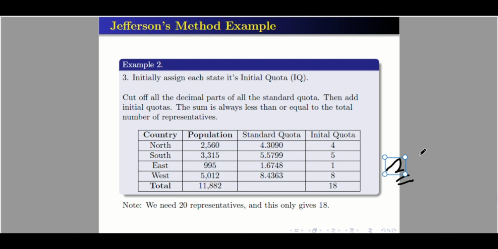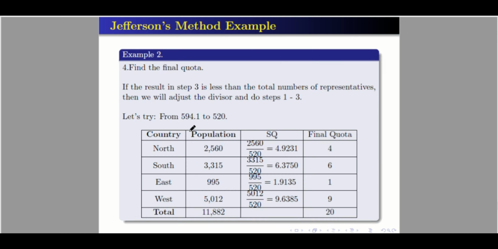Now, if we use Hamilton's method, again, we will compare the decimals. First we have 6. 6 is the largest, so the first seat should be placed here, and then the next one is 5, so the next seat should be placed here. That is if it's Hamilton's method. Now, since this is Jefferson's method, our step 4 is to adjust our SD. Take note, this is our SD, so we need to adjust this one. I'll just adjust this to 520.